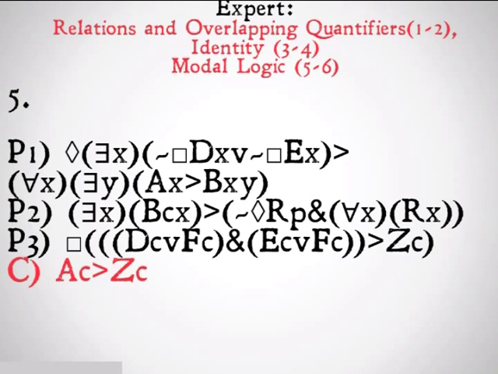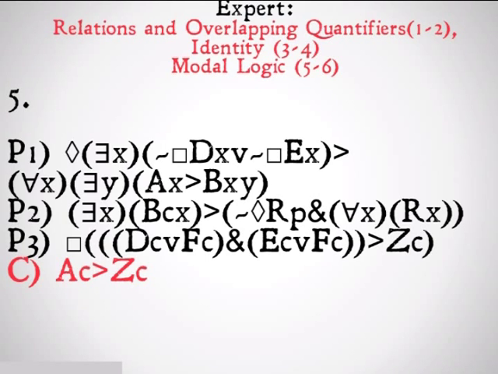The problem goes as follows. Premise 1. It's possible that there exists an x such that it's not the case that it's necessary that x is a D, or it's not the case that it's necessary that x is an E, implies for all x, there exists a y such that x is an A implies x bears relation B to y. Premise 2. There exists an x such that C bears relation B to x implies that it's not the case that it's possible that P is R and for all x, x is R.